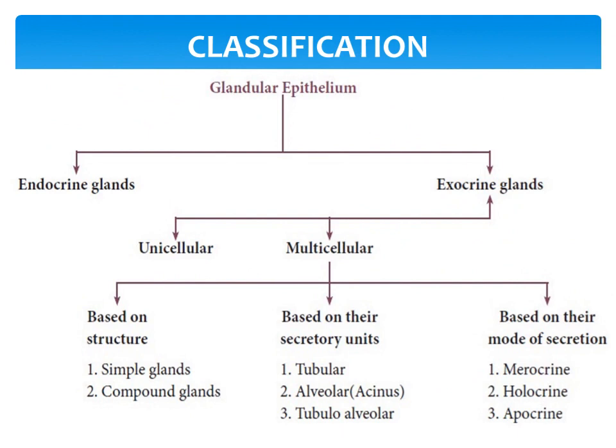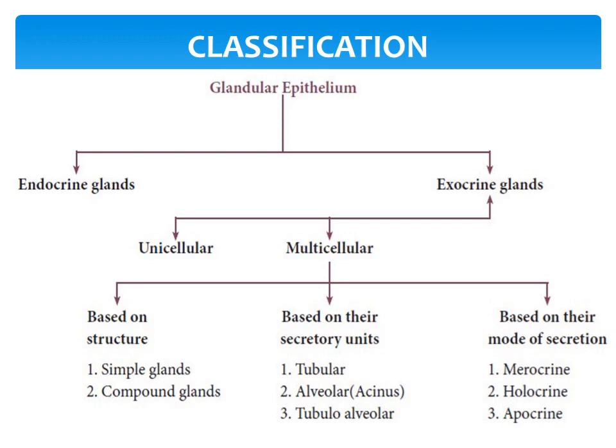Classification. How is glandular epithelium classified? It is classified as either endocrine gland or exocrine gland. So there are 2 types, endocrine gland as well as exocrine gland. Then the exocrine gland is again classified as unicellular as well as multicellular. Then again the multicellular glands are further classified into various types.